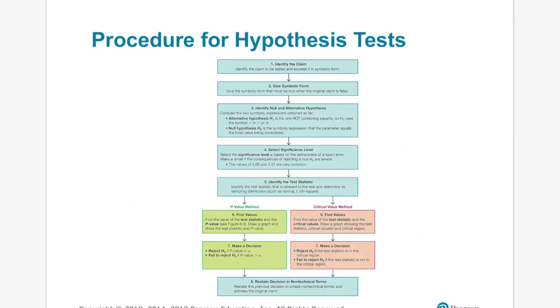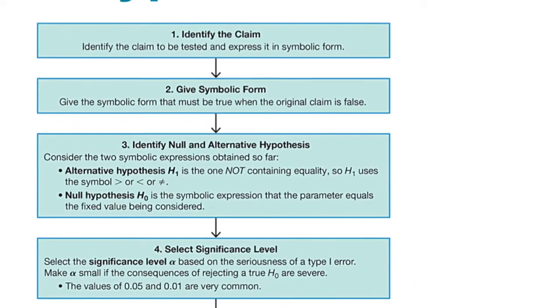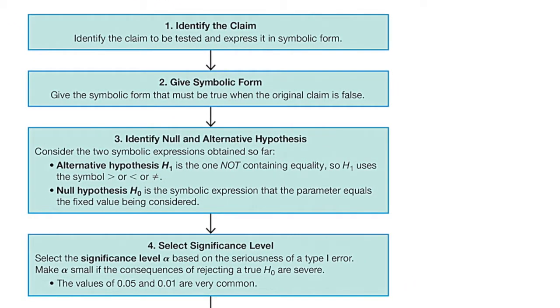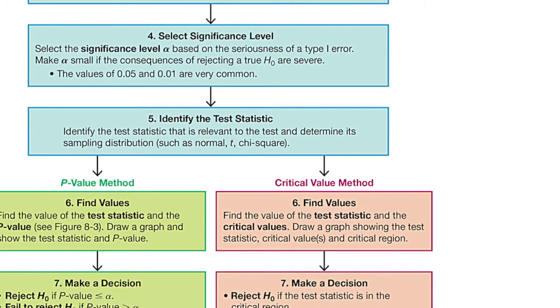Here is the procedure for hypothesis test. The first 3 steps are the steps that we use to identify H0 and HA. The 4th step is when we determine our alpha. Alpha is mostly given to you in a problem. If it's not given, we are going to use 0.05. Step 5 is when we use StatCrunch to find the test statistic and the p-value.